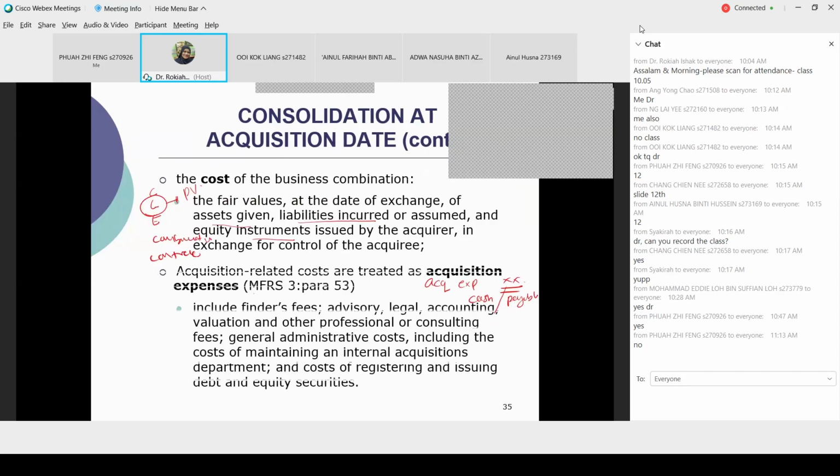And after that, you need to calculate the cost of investment. The cost of investment here is a combination of either cash, liability, or equity, through a contract. For liability, remember to present value that amount. The equity should be at fair value. And any cost incurred during the acquisition is considered an acquisition expense. So you're going to debit acquisition expense and then credit either cash or payables.